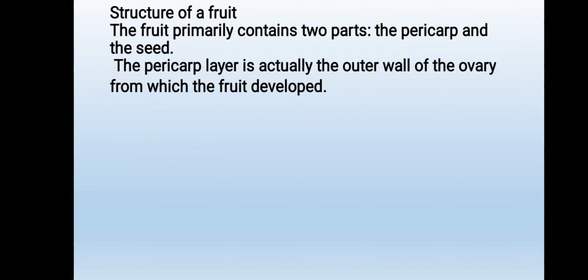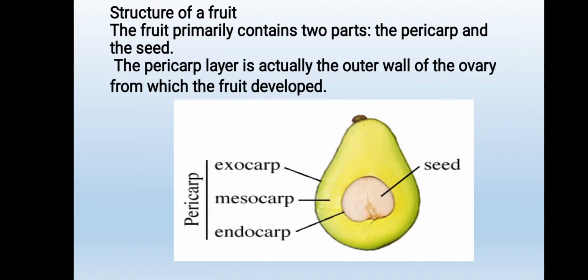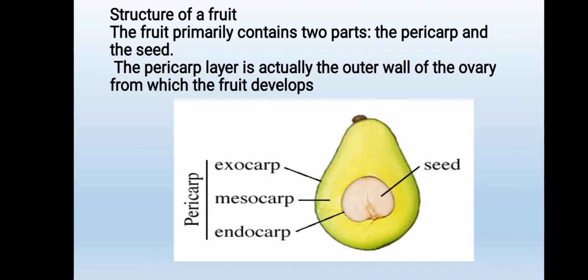So, the structure of a fruit. The fruit primarily contains two parts, that is the pericarp and the seed. The pericarp layer is actually the outer wall of the ovary from which the fruit developed. Alright? From which the fruit develops.